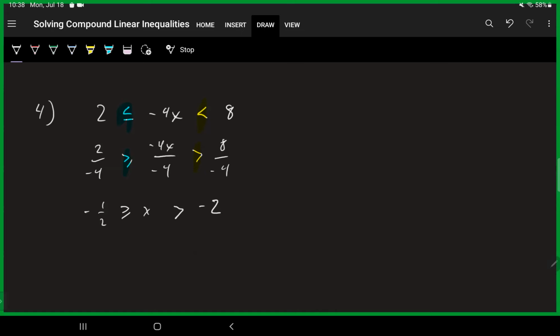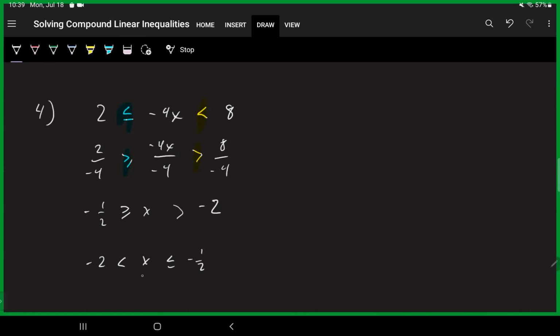So let's take this whole thing and turn it around. If I'm looking at my inequality, this symbol is pointing at the -2 and opening up toward the x. This symbol is pointing at the x and opening up toward the -1/2. You might remember people putting teeth in there, saying it wants to eat the bigger thing. Whatever you need to do to make that work for you is fine.